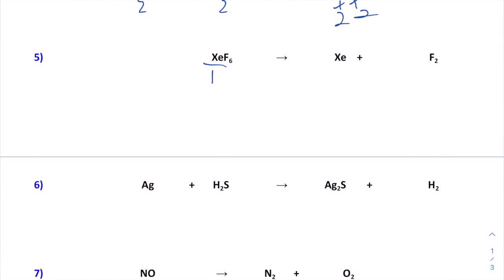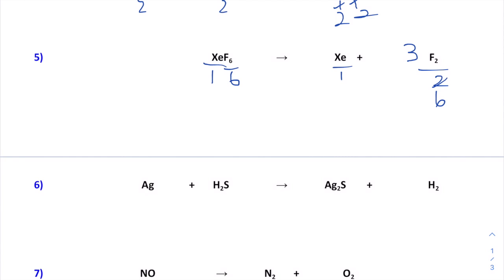1 Xe and 6 F on the left. 1 Xe and 2 F on the right. So my Xe's are equal, so let's look at the F. 6 on the left and only 2 on the right. The one that is too little is where I have to multiply to make it more. So if I want it to equal 6, can I multiply something by 2 to get 6? Yes. I can multiply a 3 here times the 2 is 6.